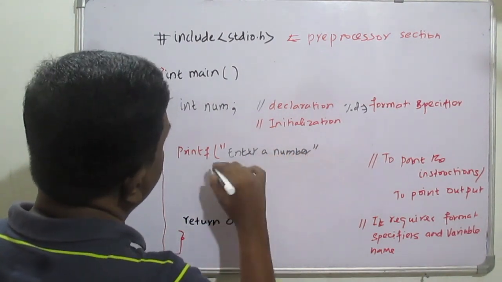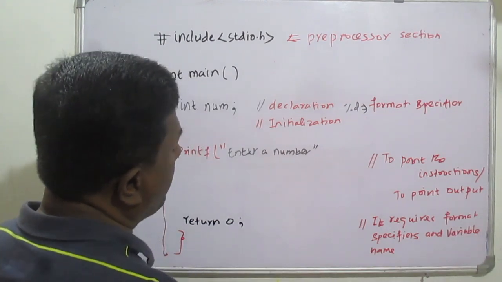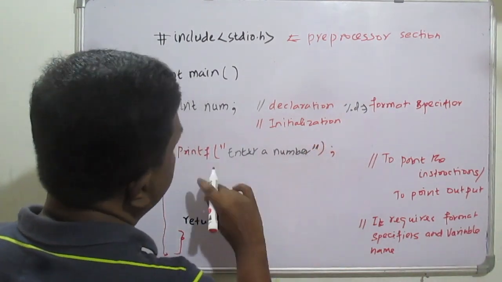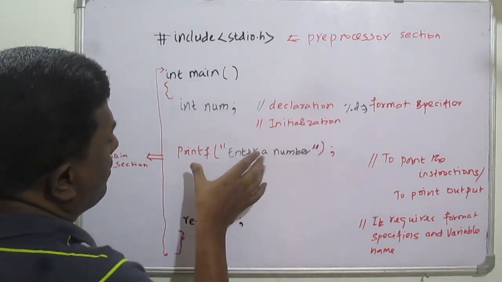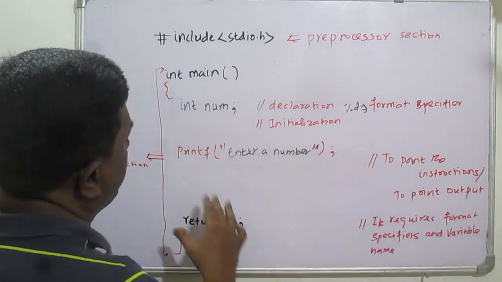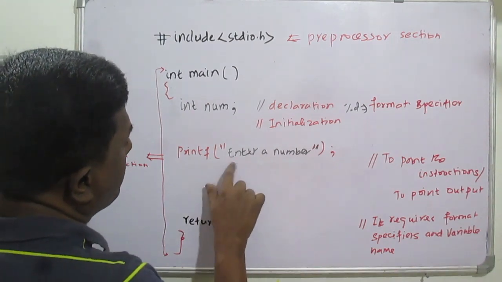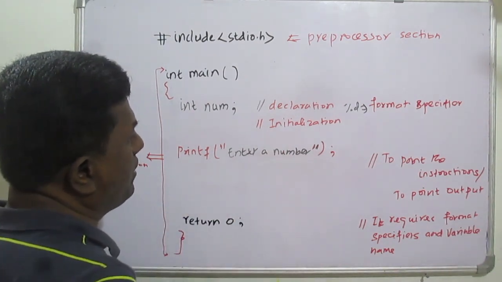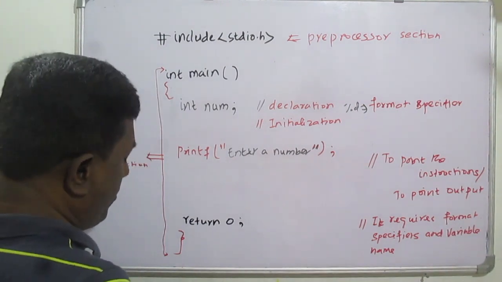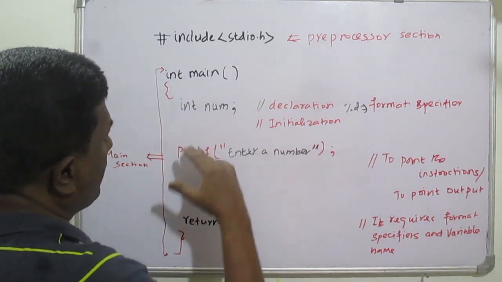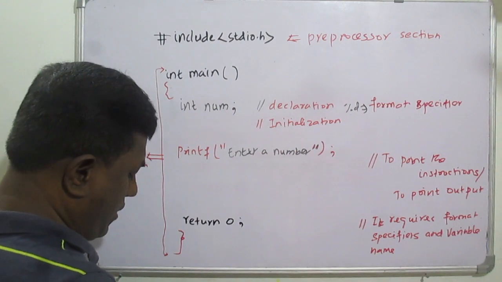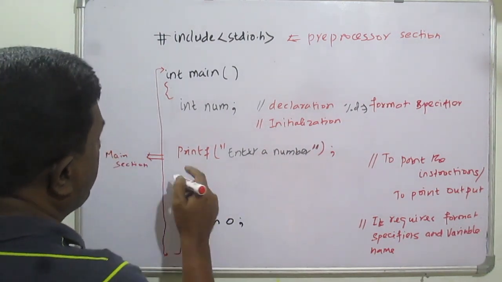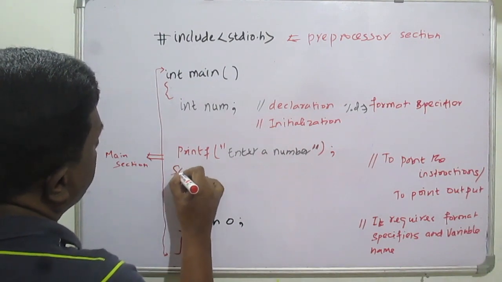We have seen that whatever we write in the double quote will be printed on the display screen. That is one of the functions of the printf. This will be printed on the display screen when we run the program. And next, we have to use the scanf. The importance of the scanf is that we just write scanf.